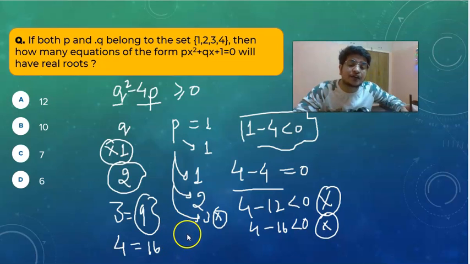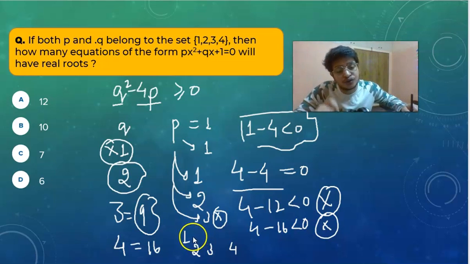So we can take 1, we can take 2, we can take 3 also, we can take 4 also, which means that all 4 values of p that we can take if q is equal to 4.